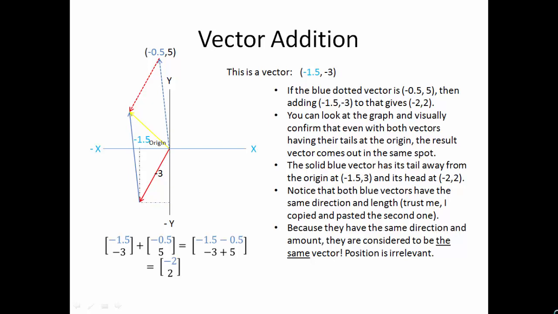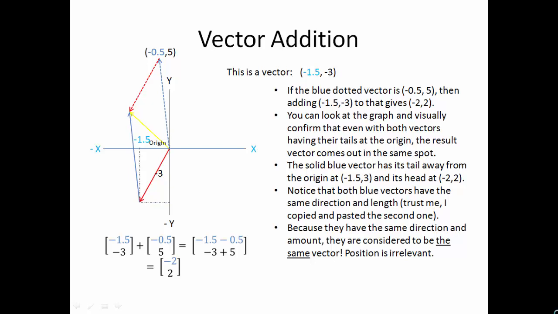So the first one, negative 0.5, 5, is the blue vector, right? Yeah, that's the dotted blue vector. The position of the dotted blue vector's head is negative 0.5, 5, and our red vector has its head at negative 1.5, negative 3.